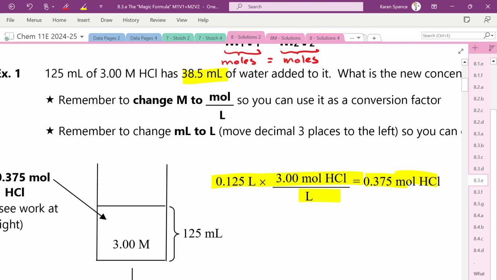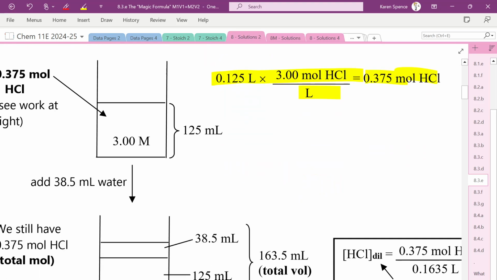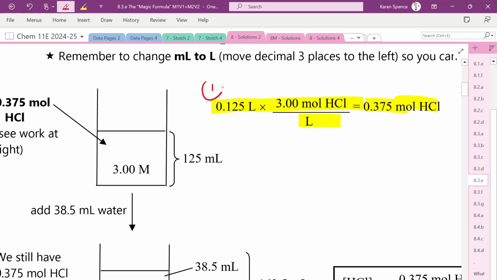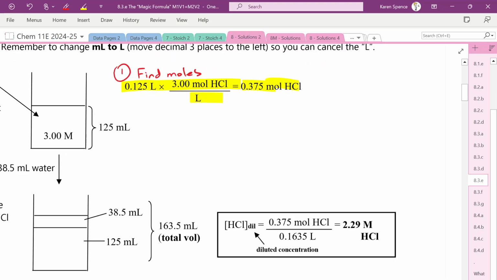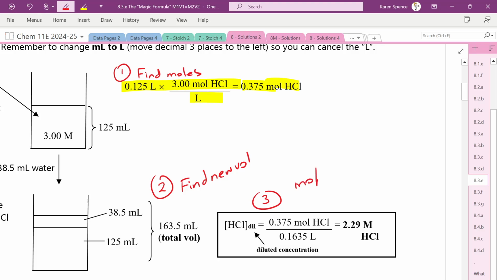So we say, all right, we found our moles. So step one, find moles. And then step two, find the total volume. And then step three, you take your moles and you divide by your total volume. That's the method I like to use because it makes sense to me and I don't have to remember things. Yes?